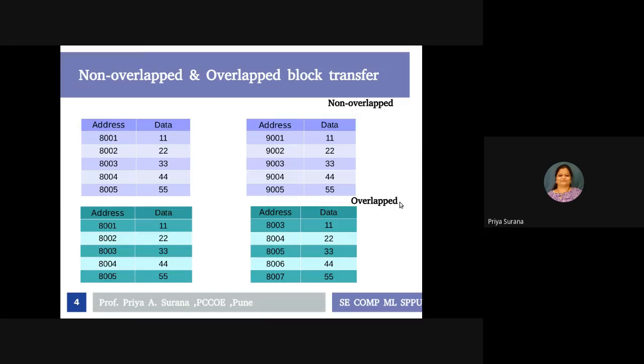We are supposed to implement this using assembly language programming. In non-overlapping, the source and destination locations will be different. In overlapping, a few locations from the source will be used in the destination. How to implement that, we need to check.